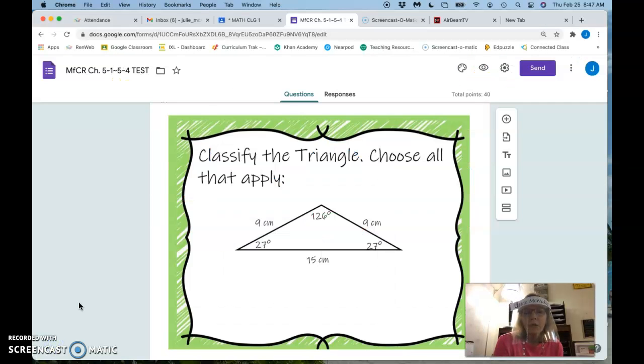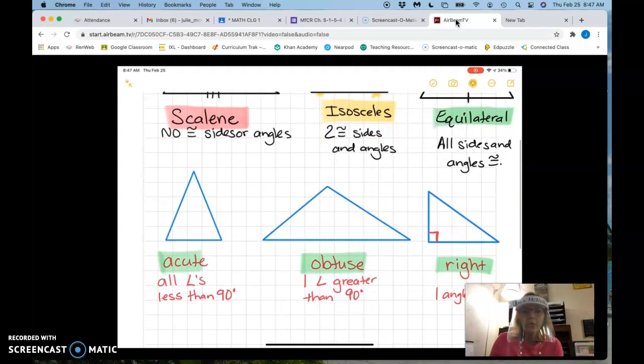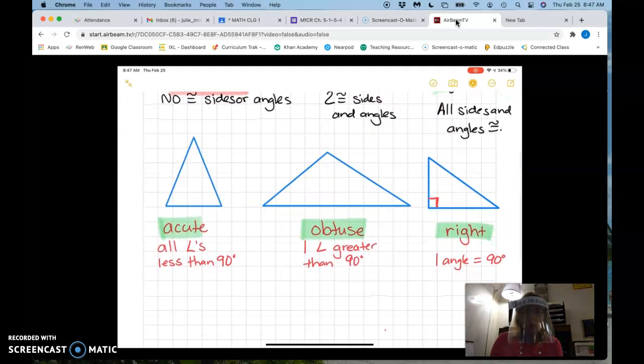Okay, I want to show you this example from the test so you have an idea of what to do on this section on the test. You're going to see a triangle, and then it's going to ask you to choose what kind of triangle it is. You're going to choose 2 types, okay? It's going to be one of the first type that we talked about, scalene, isosceles, or equilateral, and it's going to be one from the second type, acute, obtuse, or right.